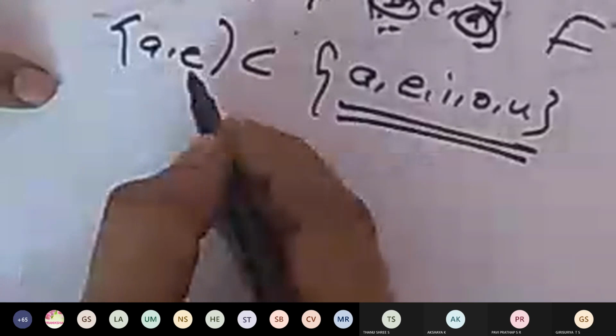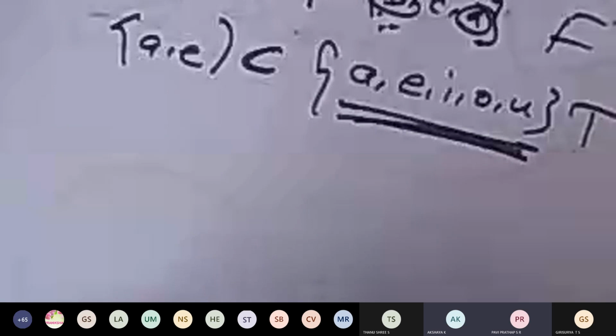Next one: {a, e} is a subset of what is given? X is a vowel. What are the vowels? A, E, I, O, U. This is roster form. They gave the set builder form and I converted it into roster form. {a, e} is a subset of this one. Yes, sir, that is also true.